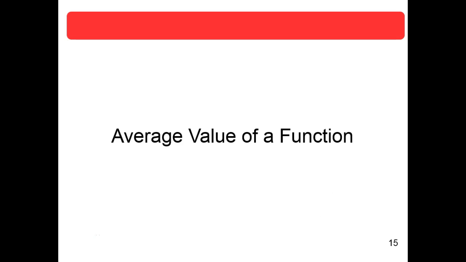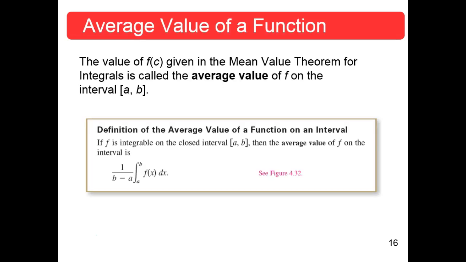That's what we were getting at, isn't it? The value f of c given in the mean value theorem for integrals is sometimes called the average of f on the interval from a to b. In other words, what's the mean value for the function on that interval? That function could have been doing all sorts of weird things there, as long as it stayed above 0, and you can still find what the average value was.